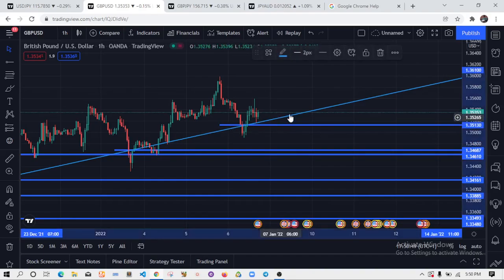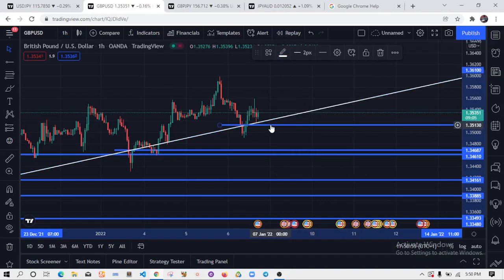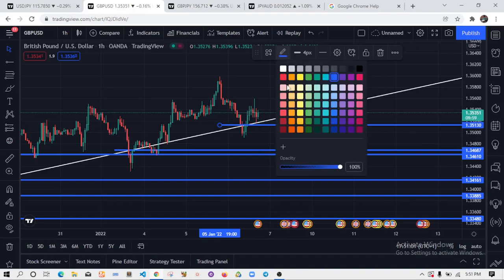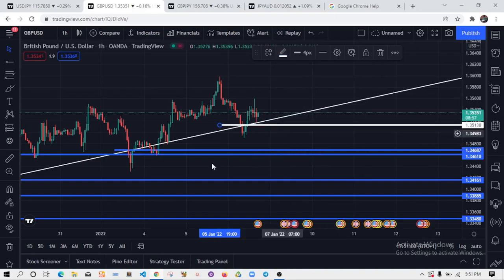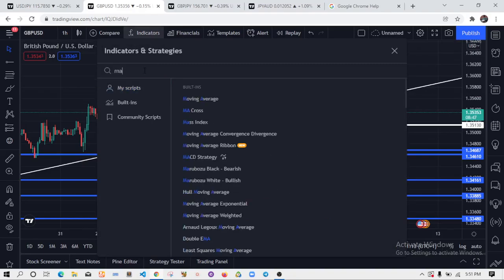Now you can see we have our trend line here. I'm going to change the color to white, guys. Or is it white? This is kind of milk color. So I'm going to change this one also to milk color. Okay, so now after that I'm going to add an indicator, just one moving average, guys. Pay attention, follow me step by step. This strategy is one of the best. Okay, so I'm going to add my moving average.